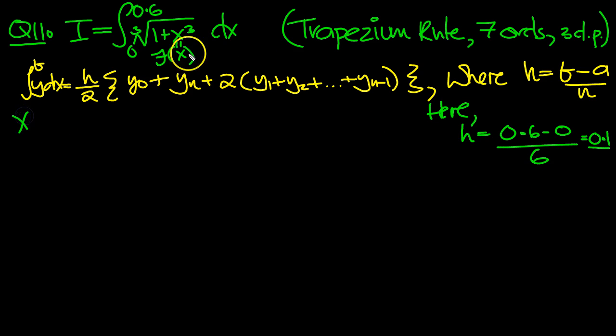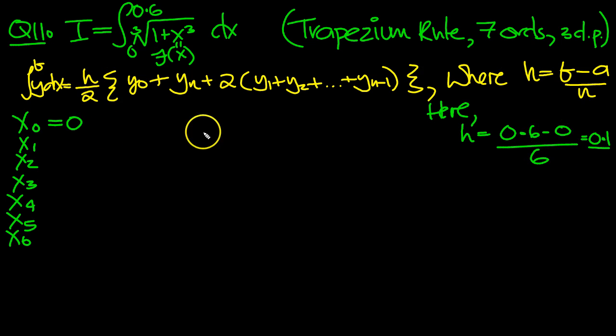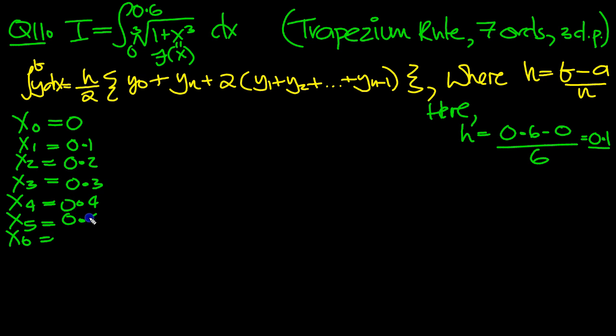So our ordinates now, we've got 7 ordinates, so we go from x0 up to x6. We start from 0, and we increment by h, which is 0.1, and 0.6, there we go. Now we need the y terms. Let's get those.